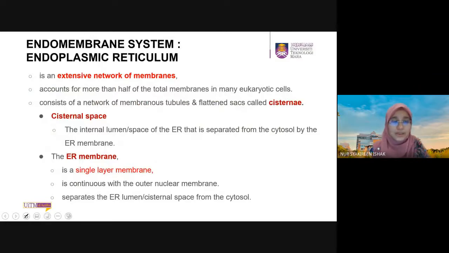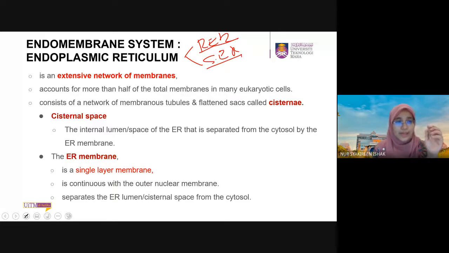Okay, so next is the endoplasmic reticulum. Endoplasmic reticulum ada dua: rough ER and smooth ER. Rough endoplasmic reticulum, smooth endoplasmic reticulum. So endoplasmic reticulum is an extensive network of membranes. Obviously lah, sebab dia melibatkan dua major organelle ni, rough ER and smooth ER.